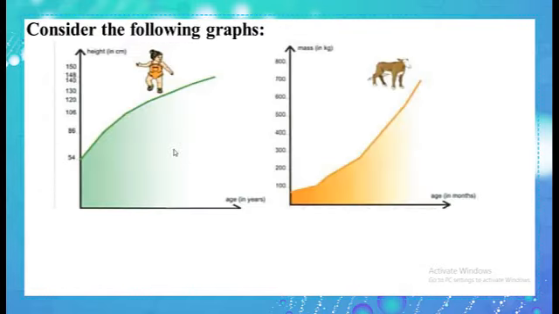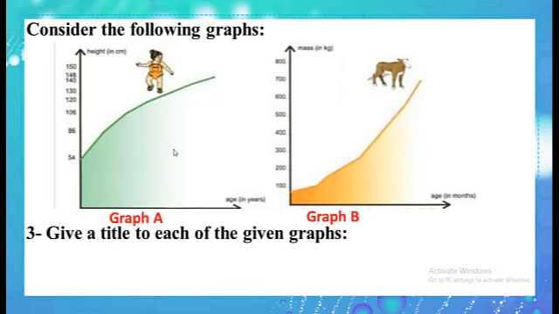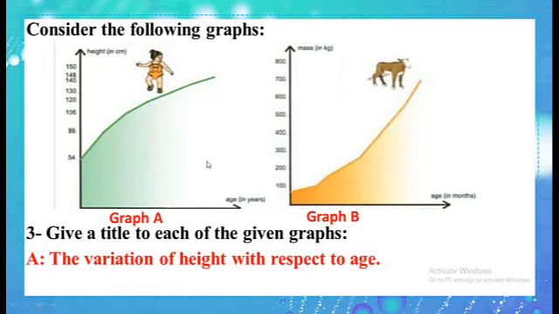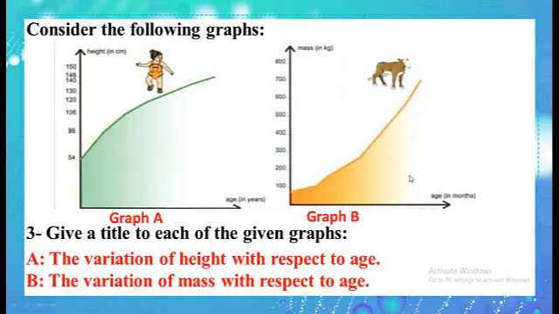Consider the following graphs, Graph A and Graph B. Number 3, give a title to each of the given graphs. As a reminder, the title in general of any line graph is the variation of the responding variable with respect to the manipulated variable, or the variation of y with respect to x. So in Graph A, it's the variation of height with respect to age, and in Graph B, it's the variation of mass with respect to age.